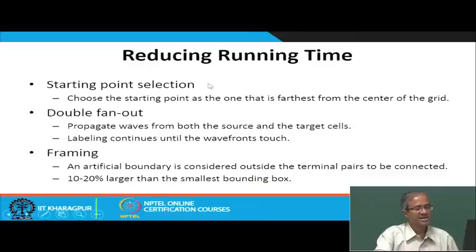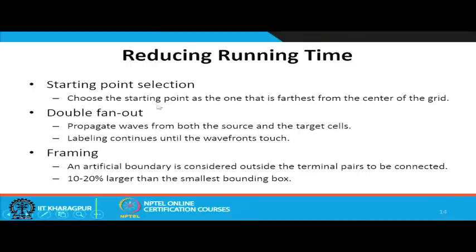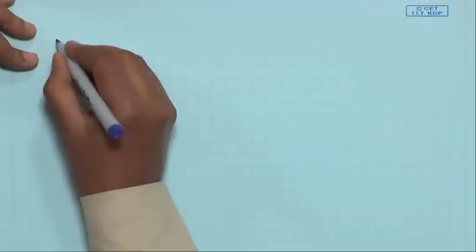Now, which one you call S and which one you call T, that is up to you. You can call the first one S, second one T, or the first one T and the second one S. It does not matter which one you call source and which one you call target. So, this heuristic says that the point which is farthest from the center of the grid, you choose it as the source or the starting point, which means, let me diagrammatically try to explain what this means.